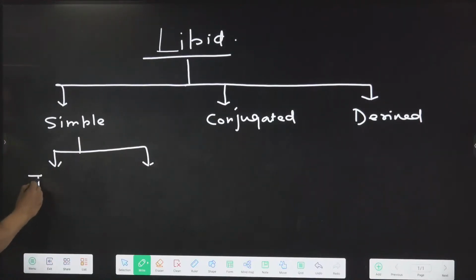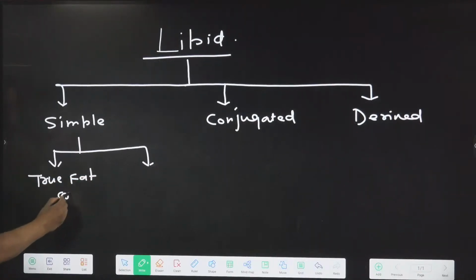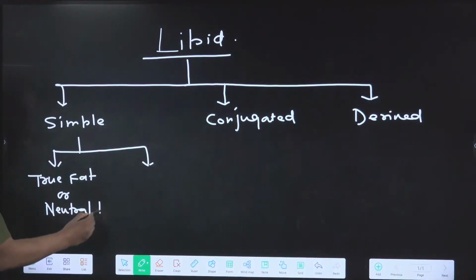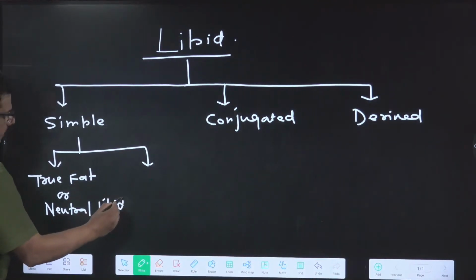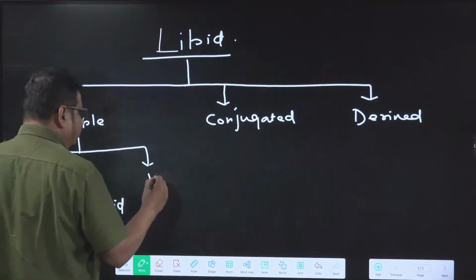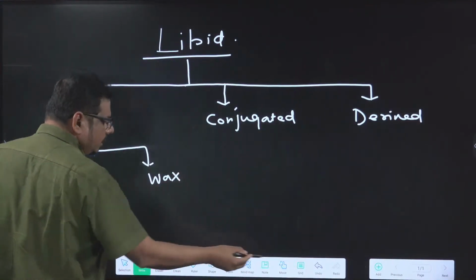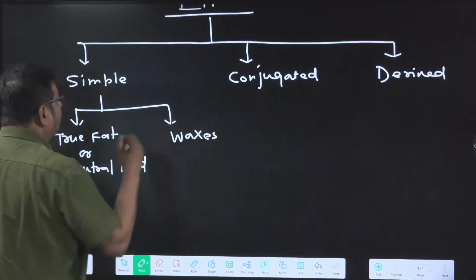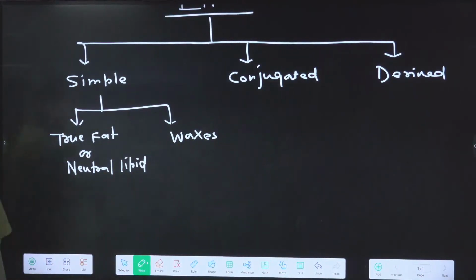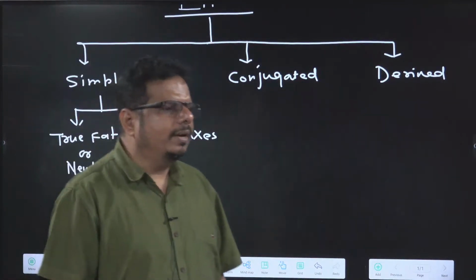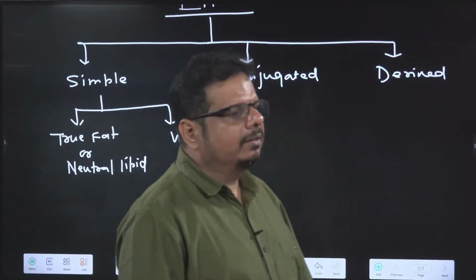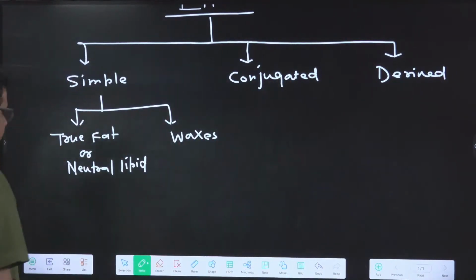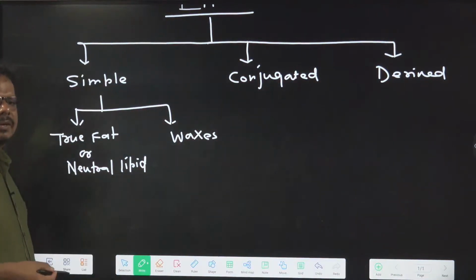If you talk about simple lipid, it is of 2 types. One is called true fat, or it is also called neutral lipid, and another one is waxes. Right? So simple lipid is of 2 types, true lipid or true fat or neutral lipid, and what? Waxes. Okay, it's all right?